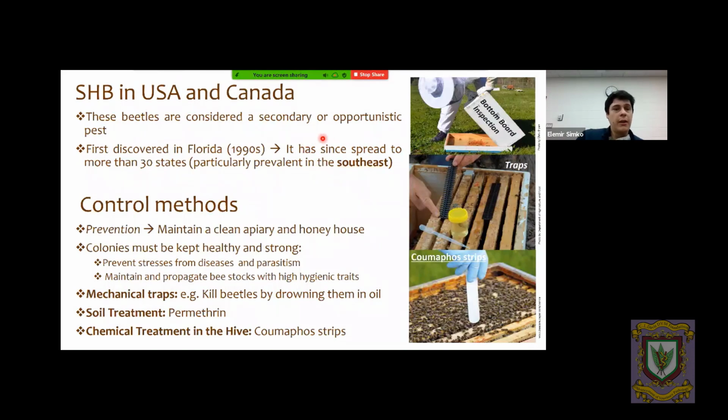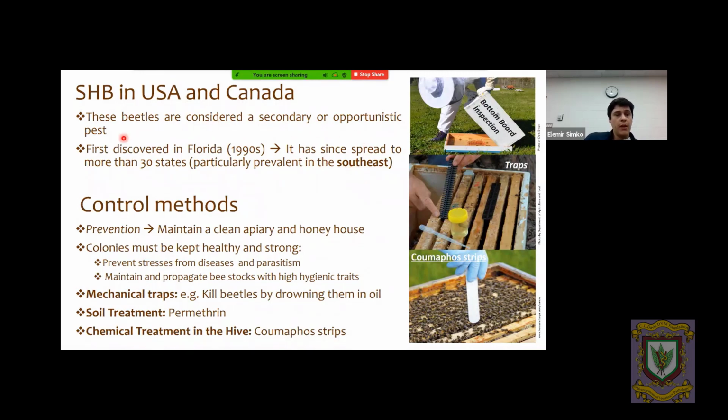When it comes to here in the USA, as I said, those beetles are considered a secondary or opportunistic pest. They were first introduced in Florida in the 90s, and since then they have spread throughout the USA, but they are particularly prevalent in the southeast part of the country.